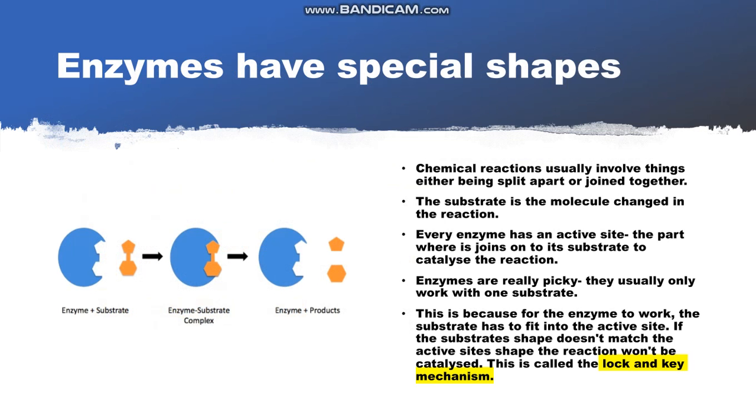This is because for the enzyme to work, the substrate has to fit into the active site. If the substrate's shape doesn't match the active site shape, the reaction won't be catalyzed. This is called the lock and key theory, and to the side here we can see an example image in which we have a substrate and an enzyme and how they fit together and are either joined together or split apart.